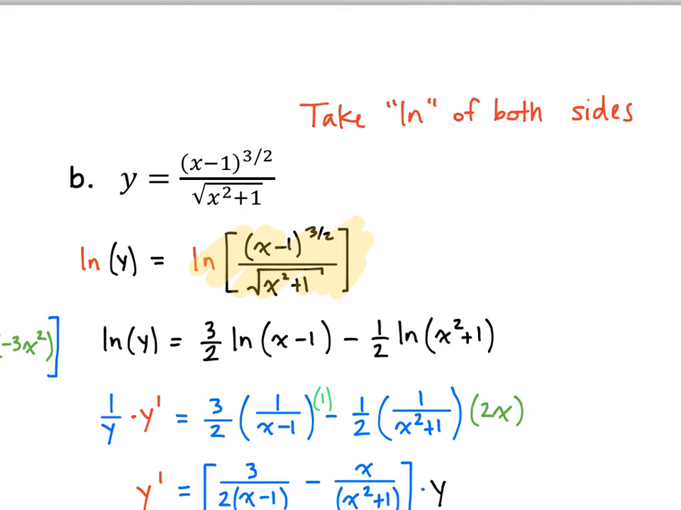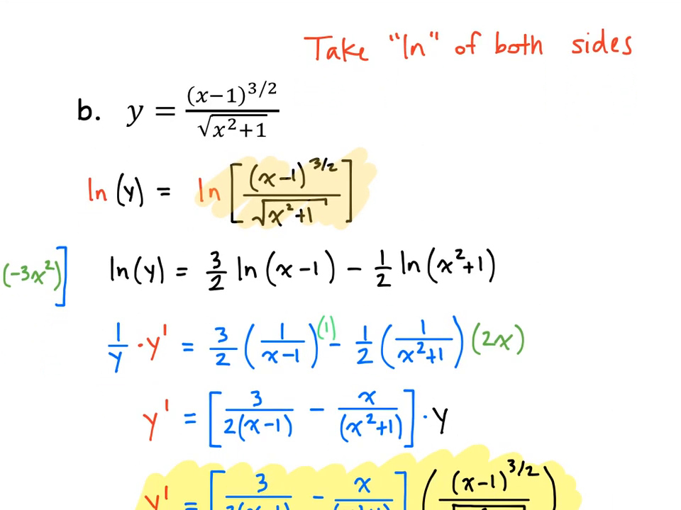So cleaning up, but at the same time, we need y prime by itself. So what we're going to do is multiply both sides by y, okay, and cleaning things up.